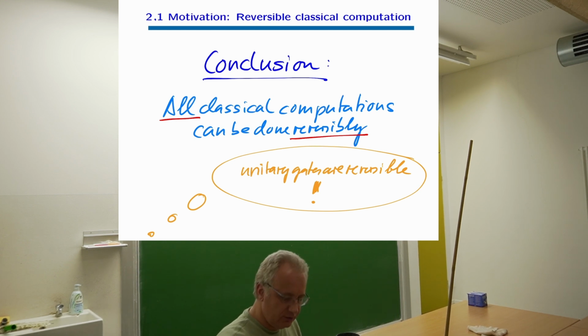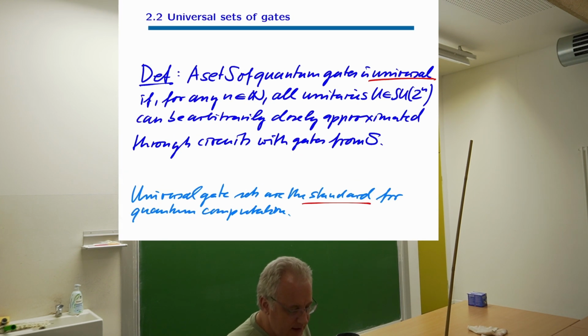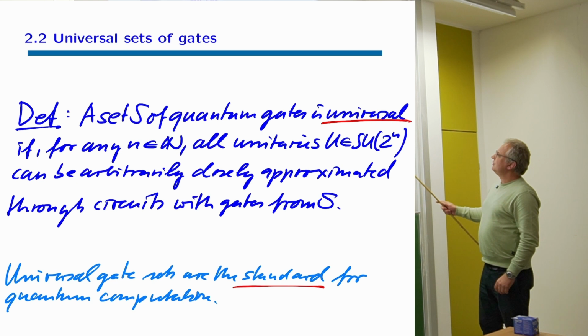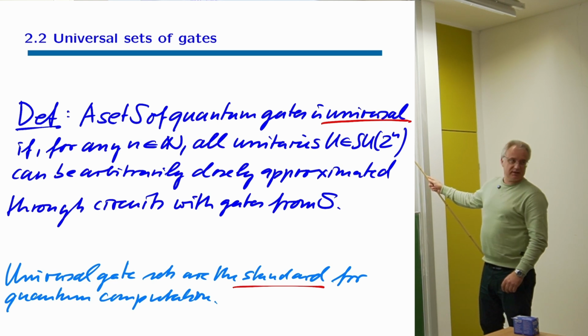Good. Okay, so now let's get back to quantum. Yeah, back to quantum. So end of motivation, we are now back with this computational model. And so remember that circuit with these boxes, we now fill in these boxes. So the first notion, this is the definition of the notion of universal gate sets.